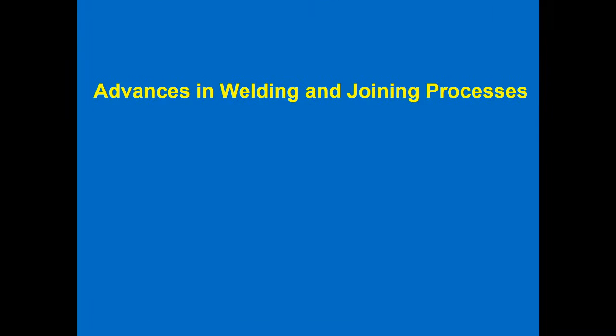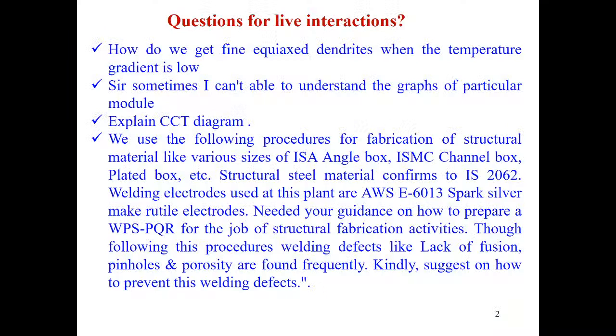So if you look at this live interaction, you posed these kinds of questions. First, you have asked how we can get the fine equiaxed dendritic structure if the temperature gradient is low. I'll answer that with one particular slide, but first let us look at the other questions. Someone has said it is very difficult to understand the graphs of a particular module. If you specifically indicate which graph, I can explain it to all of you.